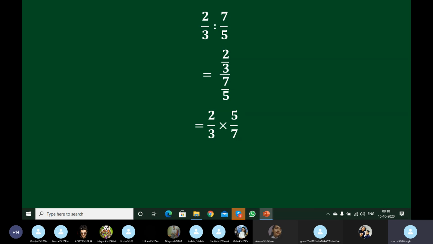So 2 by 3 multiplied by 5 by 7. Now you can calculate it. It will be what? Ma'am, 10 upon 21. Tell me the numbers. Can it be reduced? No, ma'am. So what will be the number? Ma'am, 10 upon 21.